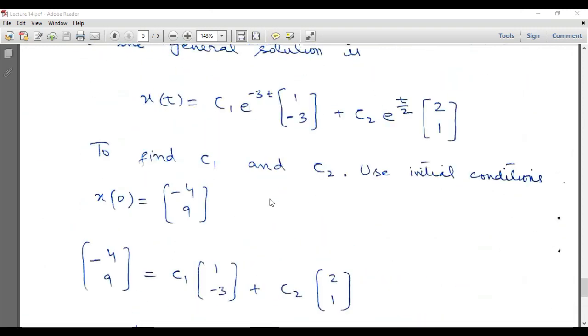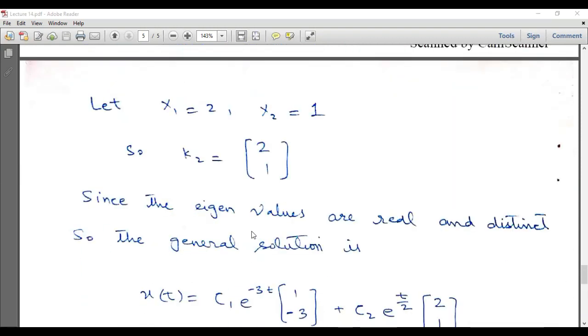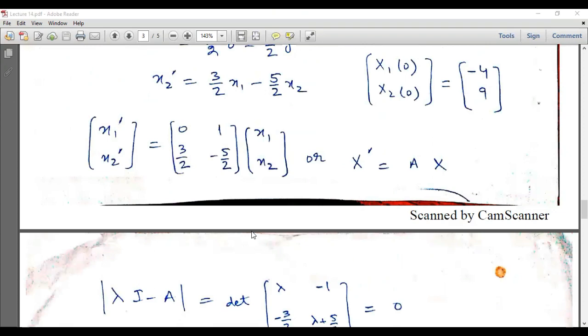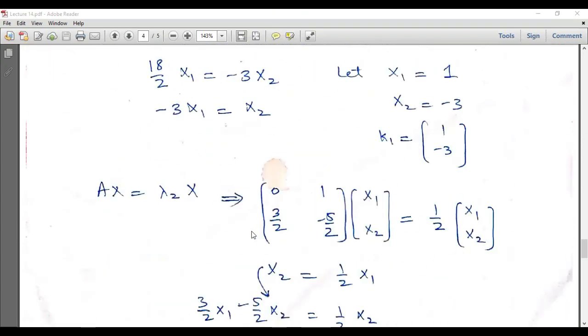So I hope you have understood the solution of ODEs using the eigenvalue method, and this method is useful for solving higher order ODEs because we can write the equations in the matrix form, and matrix form is, I think, simpler to solve.